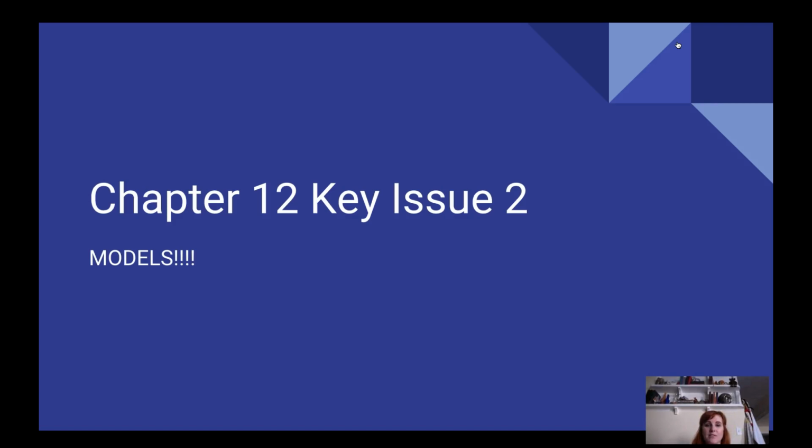Also, for chapter 12, key issue 2, there's a lot of models, and, well, I guess there's not that many models, but there's a lot of models in this unit altogether. So make sure you're bringing your map journal every day. There's going to be a lot of those, okay?